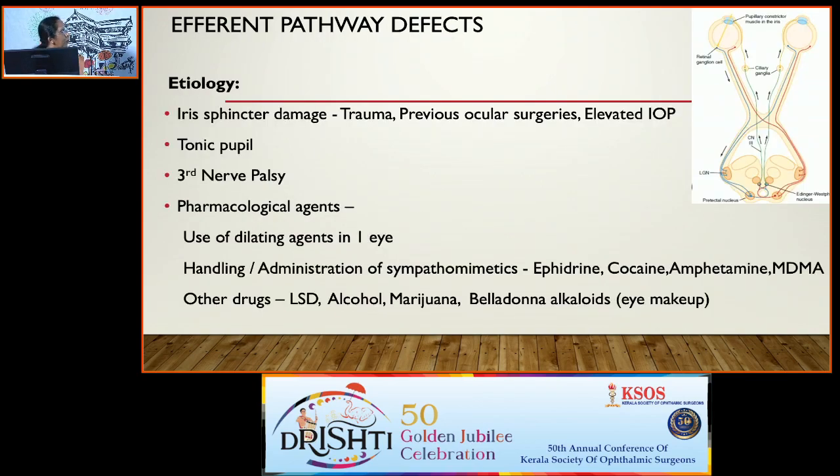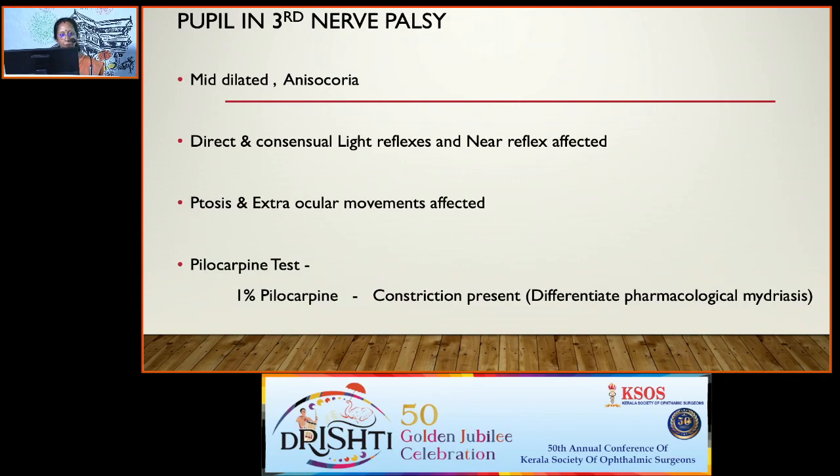It can be because of pathologies in the sphincter. It can be in the short ciliary nerves, ciliary ganglion, or oculomotor nerve. Use of pharmacological agents can also mimic a dilated pupil.